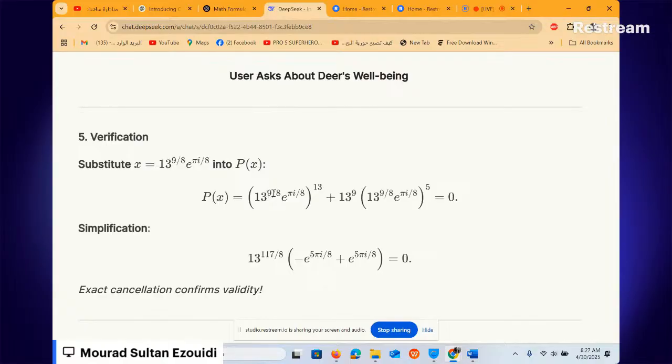You see 13 raised to the power 9 over 8 times raised to the power 13 will give you 13 raised to the power 117 divided by 8. Okay? And 13 pi divided by 8 is going to be equal to negative 5 pi divided by 8. The next term, we see 13 raised to the power 9 times 13 raised to the power 9 over 8 raised to the power 5. It will give you exactly 45 plus 72, which gives 117 divided by 8 plus exponential 5 pi I divided by 8. You see this one? This is different in the order, but this one is equal in fact to another. Exact cancellation confirms validity.